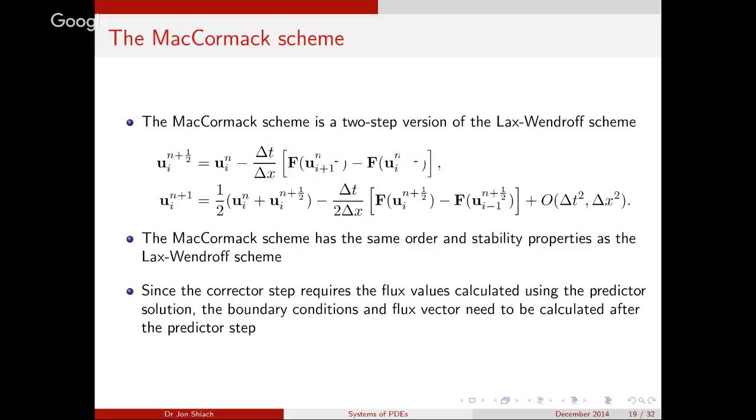To extend this to a second order scheme, we saw we can use a McCormack, and this is a two-step version of the Lax-Wendroff scheme. So we have like a half time step. We calculate this first equation, and that's sort of like halfway to the solution. And then using the solution from the first step here, here, and here, we calculate the solution over a full time step. And that's second order in time and space.